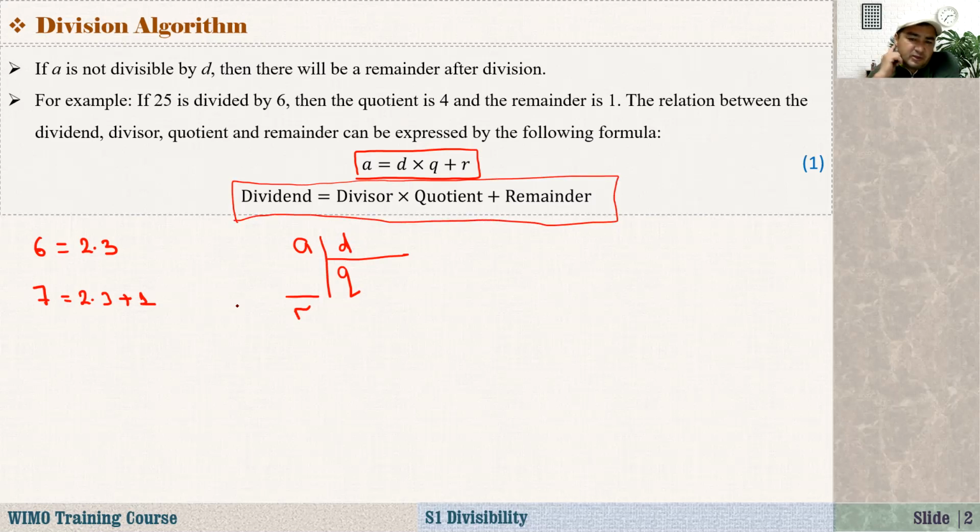Every integer can be written in this form: if you divide any integer by another integer, we have some quotient, and we may also have some remainder. Okay, for some examples, let's say A is equal to 25.